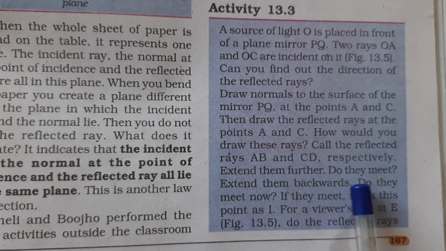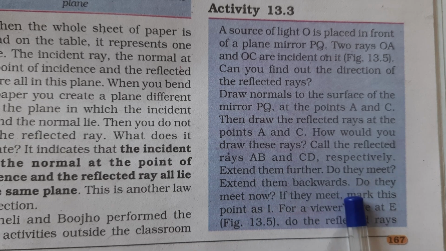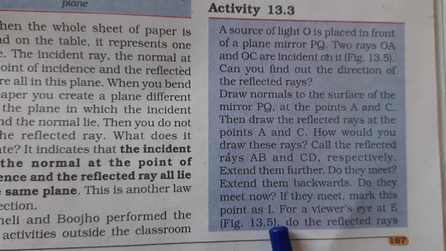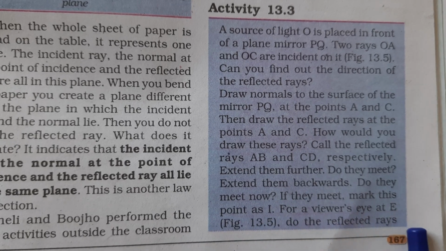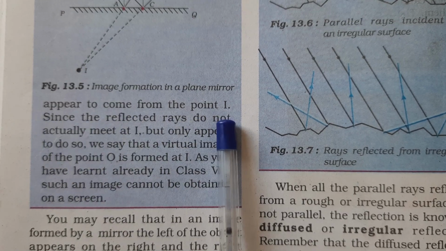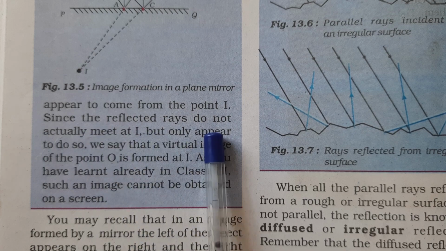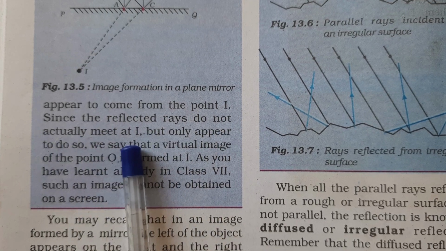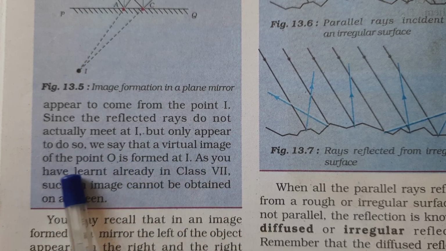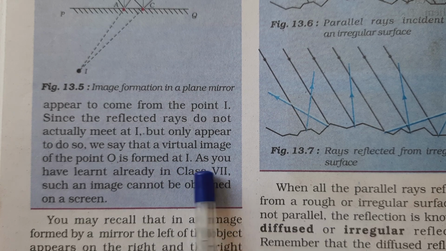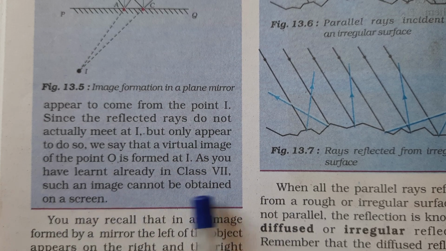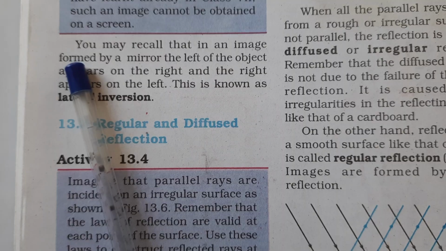Extend them further. Do they meet? Extend them backwards. Do they meet now? If they meet, mark this point as I. For a viewer's eye at E, do the reflected rays appear to come from the point I? Since the reflected rays do not actually meet at I but only appear to do so, we say that a virtual image of the point O is formed at I. As you have learned already in class 7, such an image cannot be obtained on a screen.